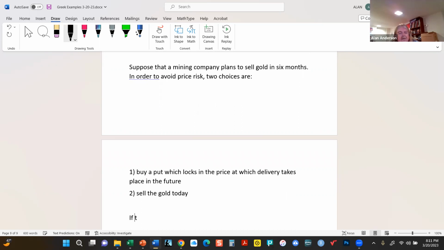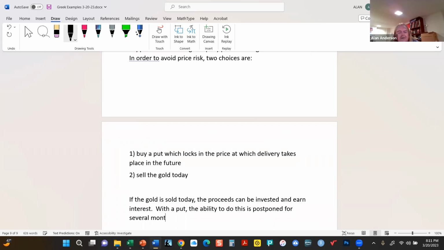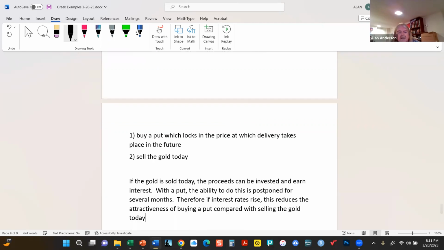Now, if the gold is sold today, the proceeds can be invested and earn interest. With a put, the ability to do this is postponed for several months. Therefore, if interest rates rise, this reduces the attractiveness of buying the put compared with selling the gold today. Therefore, as interest rates rise, the value of a put declines, and vice versa.